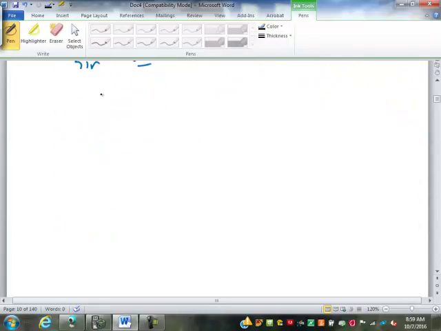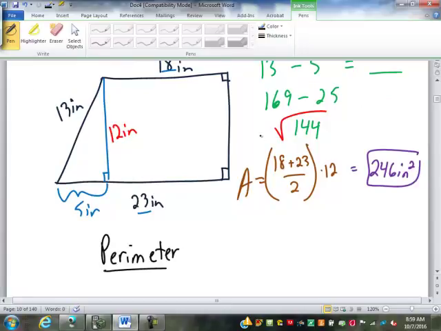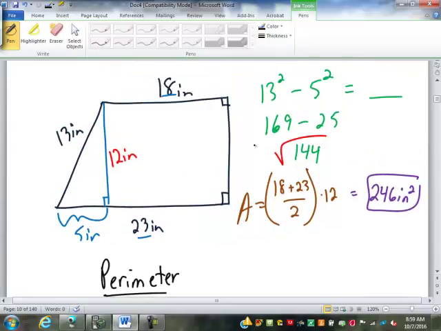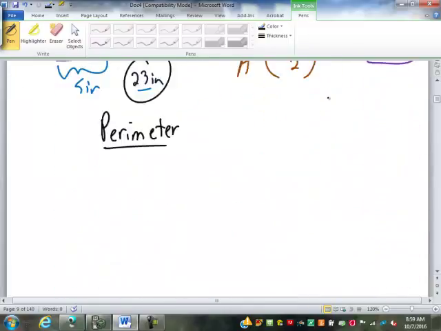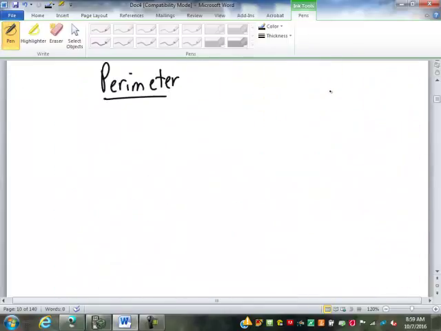To find a perimeter, (18 plus 23). That's me averaging my bases. That's my formula for the area. It's not a whole trapezoid. It's not multiply. No, it's 18 plus 23. You've got to add them to average them together. Just like up here, we add them. Perimeter is found by just adding up all the sides.